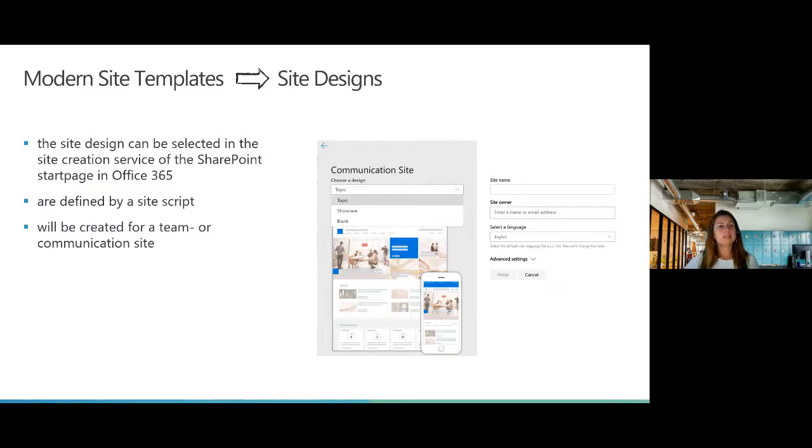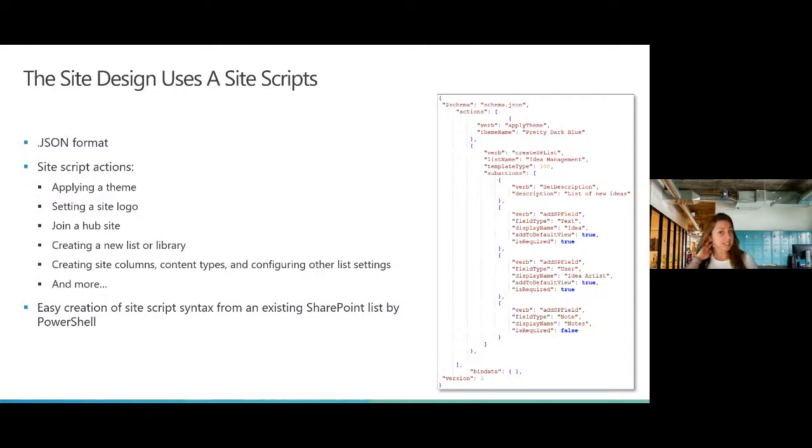So the site design can be selected in the site creation service of the SharePoint start page. If you're on the SharePoint start page and you want to create a new site, you can use site designs. The site designs are defined by a script, and they will be created for a team or communication site. When you define the site designs, you have to define if they are a team site design or a communication site design. And these site designs are using site scripts.